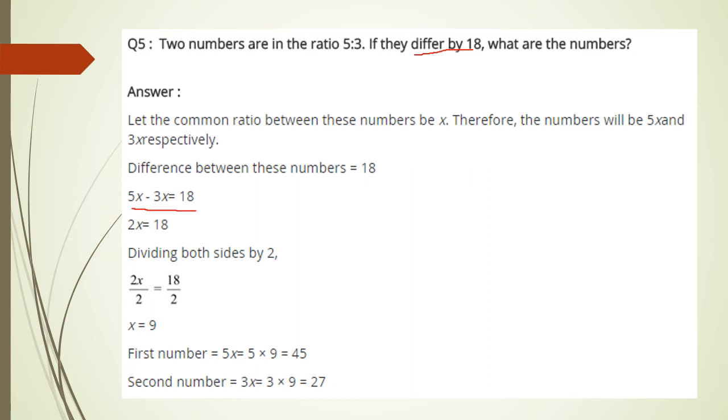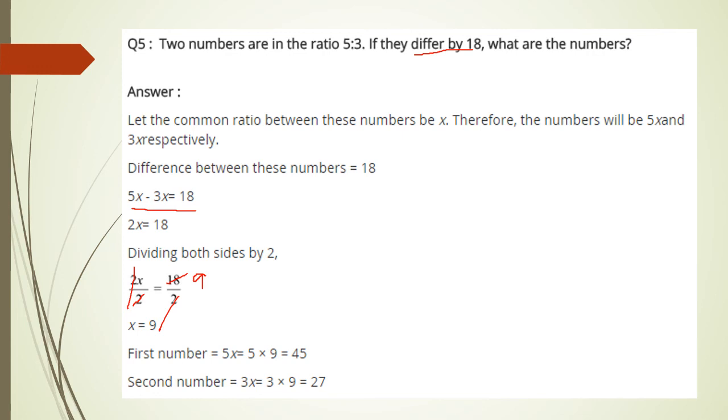In 5x, 3x goes, we'll get 2x equals 18. Dividing both sides by 2, 2x by 2 equals 18 by 2. Children, here this 2 and this 2 get canceled. Then 2 ones are 2, 2 nines are 18. Therefore, the x value is 9, children. So x equals 9.